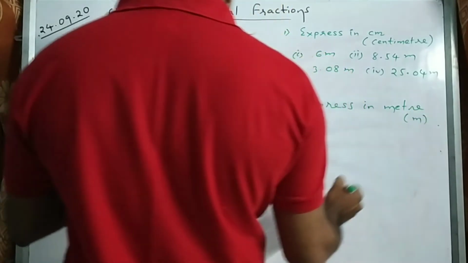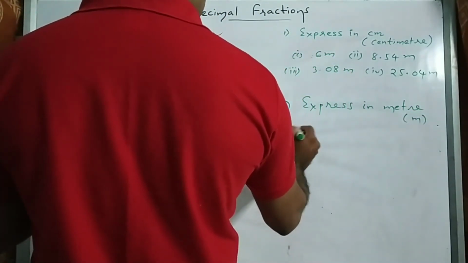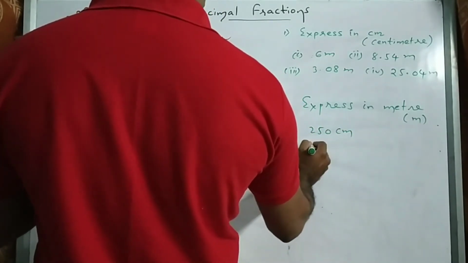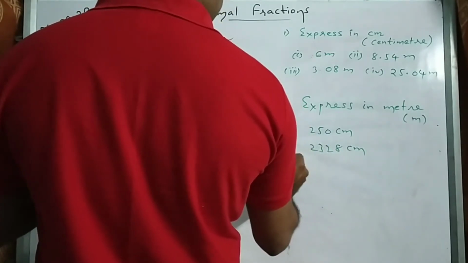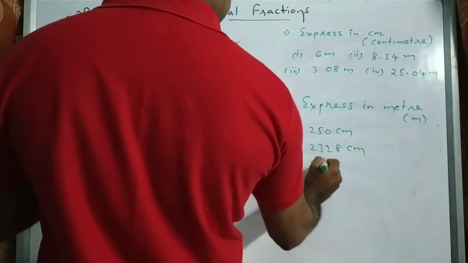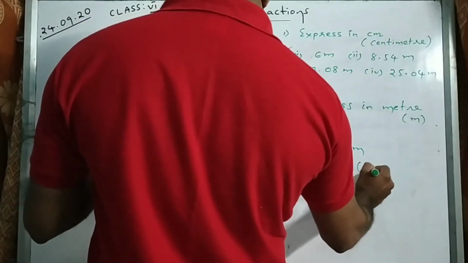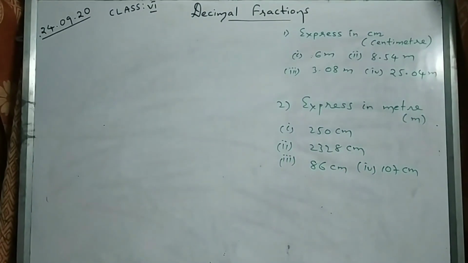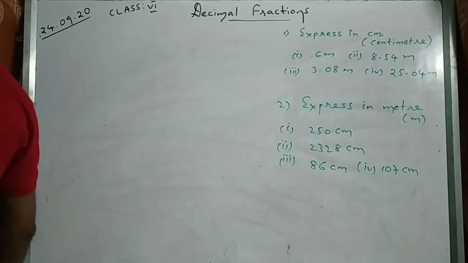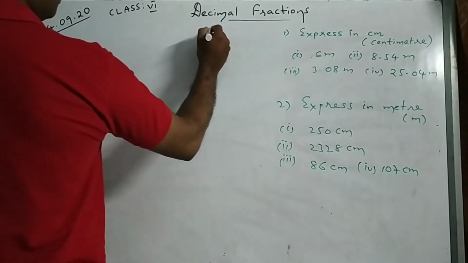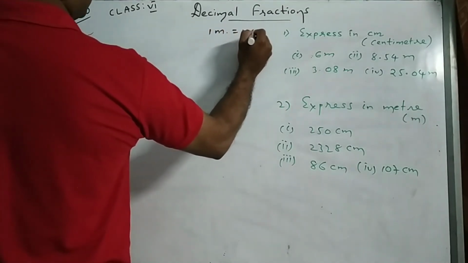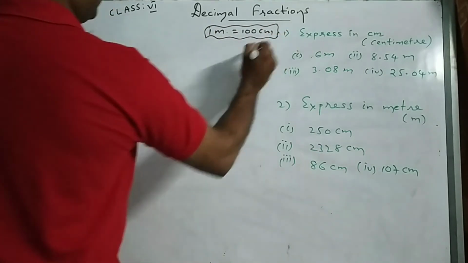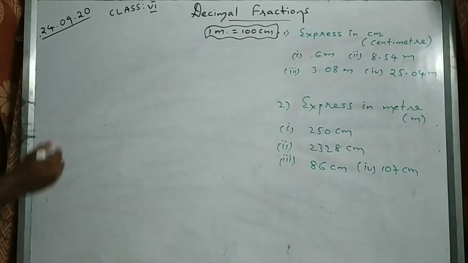They gave it in centimeters. We have to change it into meters. 250 centimeters, 2328 centimeters, 86 centimeters, 107 centimeters. So how do we change? 1 meter is equal to 100 centimeters. You should remember this. 1 rupee equal to 100 pies, 1 meter equal to 100 centimeters.